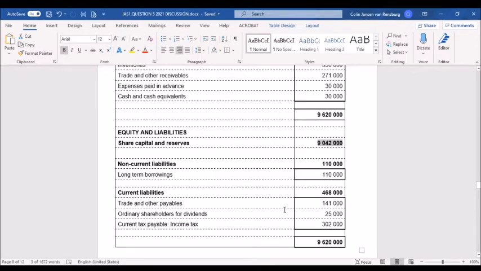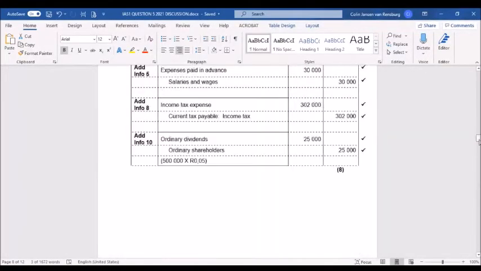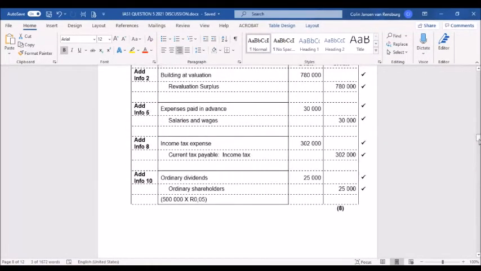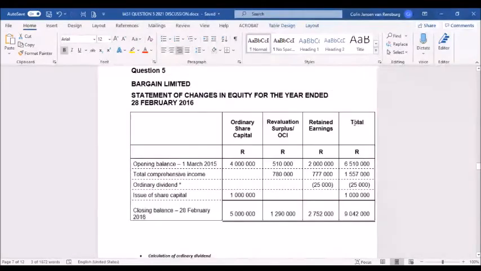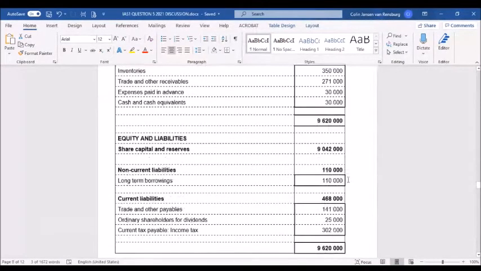That is simply the total of the totals column of your statement of changes in equity. So go back to our statement of changes in equity. That is the statement, there's the totals column. What is the closing balance there? 9,042,000. Right. So we're going to copy that over, take it to our statement of financial position, and describe it as our share capital and reserves.